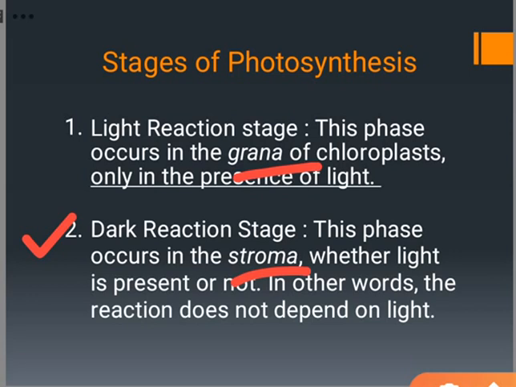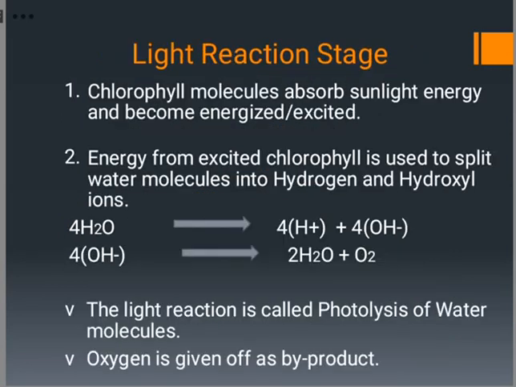So we call it the dark reaction stage, not because it needs darkness to take place. It is called the dark reaction stage because it can take place whether light is present or not. In other words, the reaction does not depend on light.